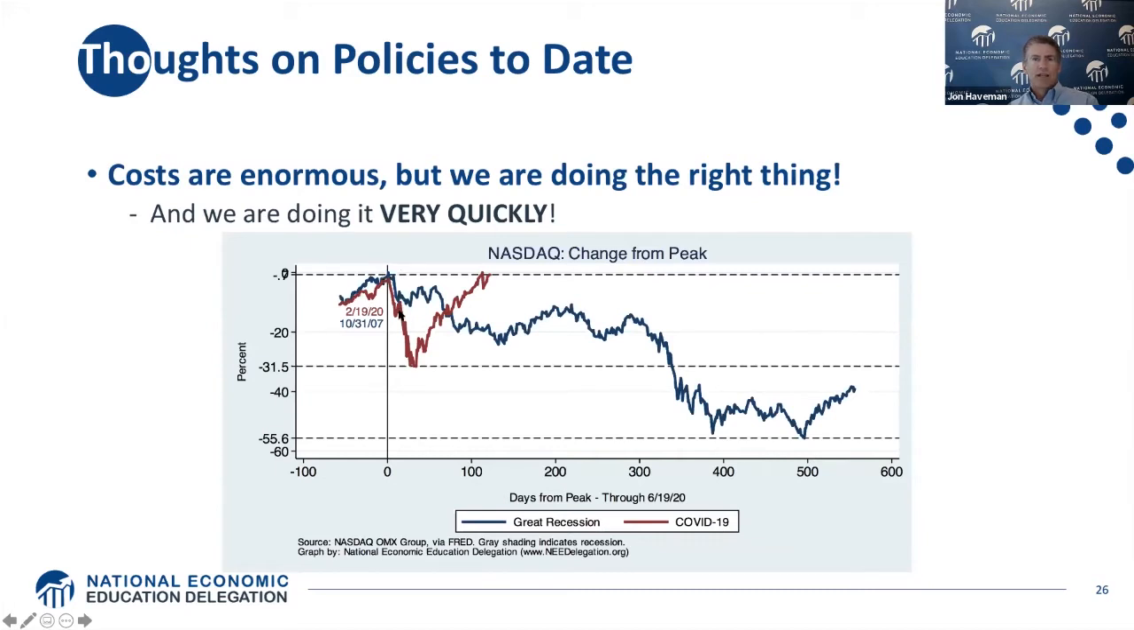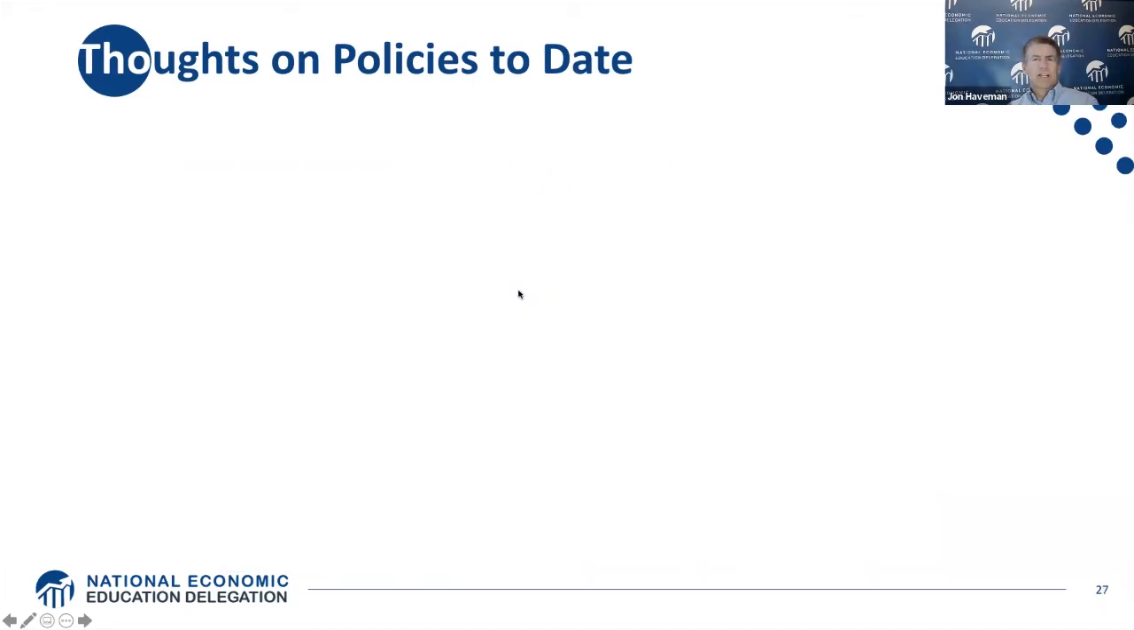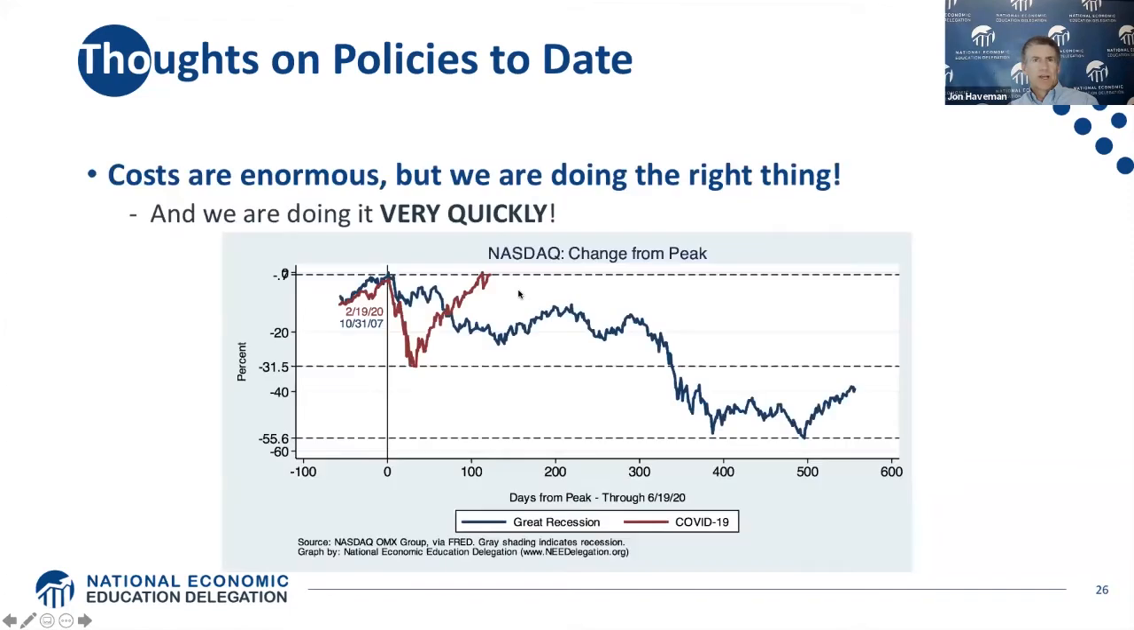Right, the red line, that's what we're experiencing now. NASDAQ peaked on February 19. It troughed down about 31%, but it's now at an all-time high. In fact, it is higher than it was at the peak before the crisis started, 0.7 percentage points above. So the NASDAQ has bounced back partly because policies have happened so very quickly.